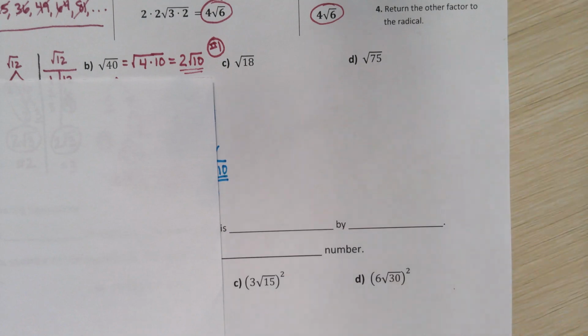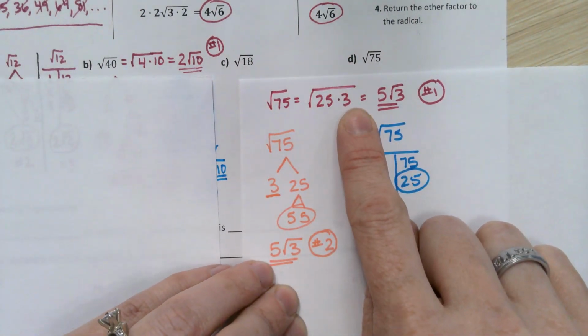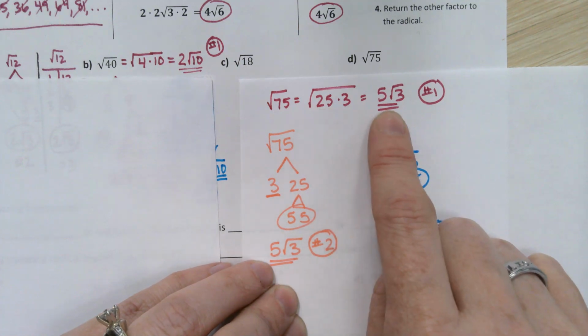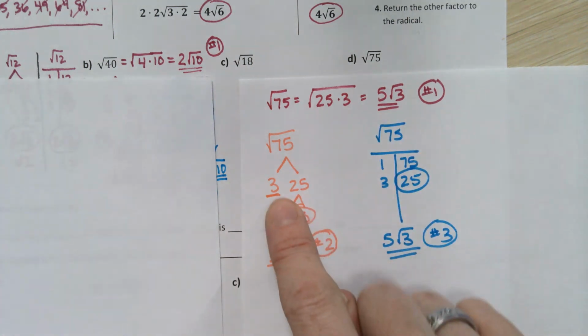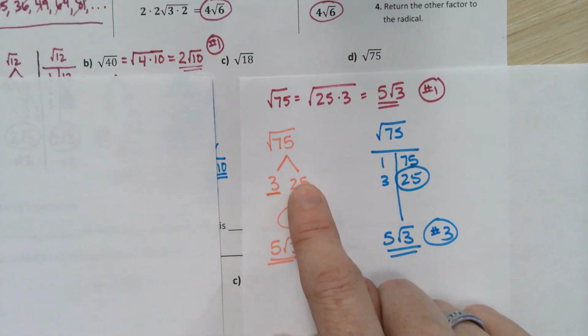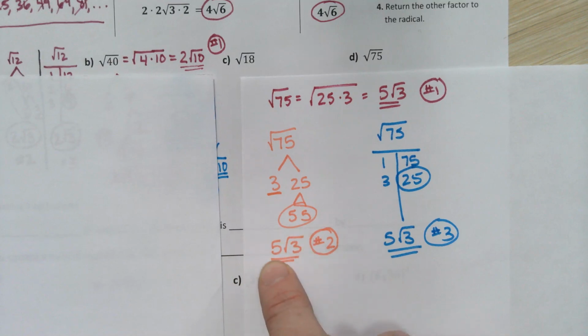All right, last example, root 75. If you are a perfect square person, you should have identified 25 as the largest perfect square. That's going to turn into a 5 root 3. If you are a factor tree person, you might have chosen 3 times 25 or 5 times 15. But you're going to end up with a pair of 5s somewhere at the ends of those branches. So a 5 as your coefficient, and then root 3 for that leftover value.